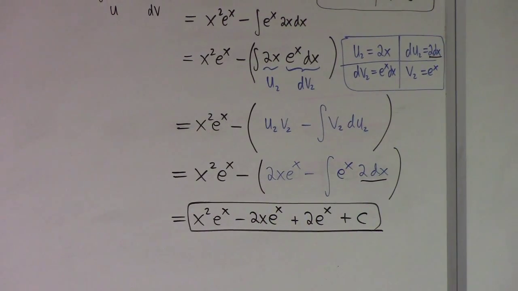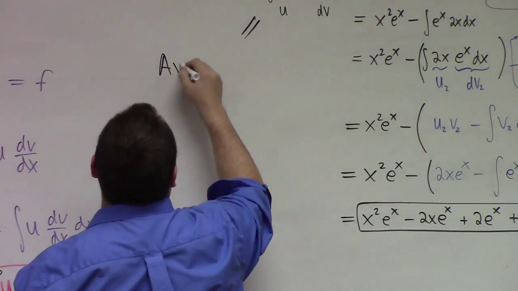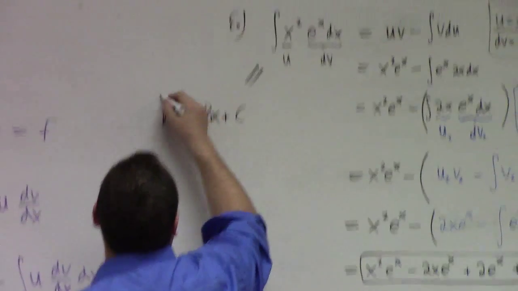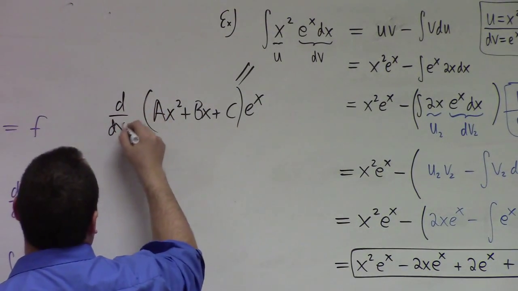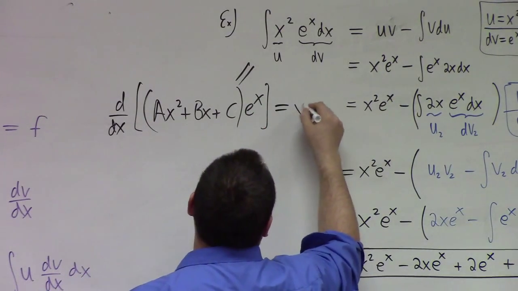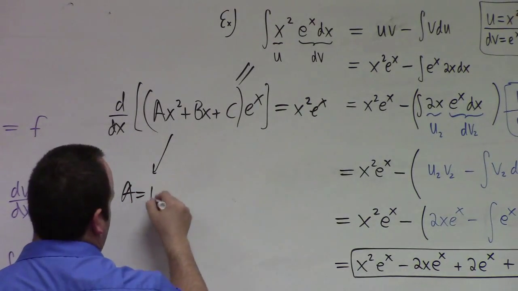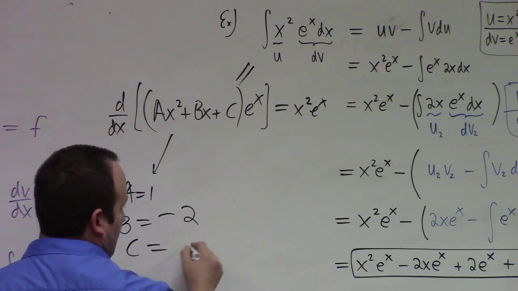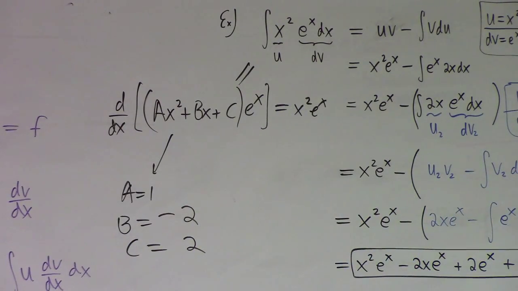There is an easier way to do these problems, by the way. This particular one, the easiest way is just to guess that the solution has the form ax squared plus bx plus c, times e to the x, and just differentiate this and set it equal to x squared e to the x. That will quickly tell you that a equals 1, b equals minus 2, and c equals 2. I think I showed you guys that a while ago. It may not seem much easier, but it actually is. Anyway, have a good break.